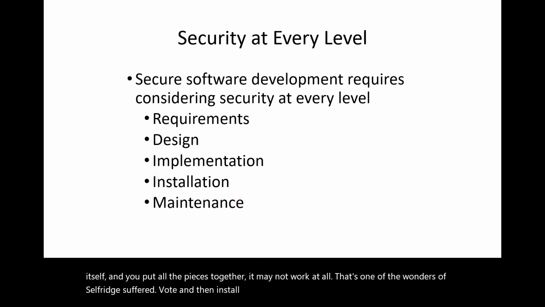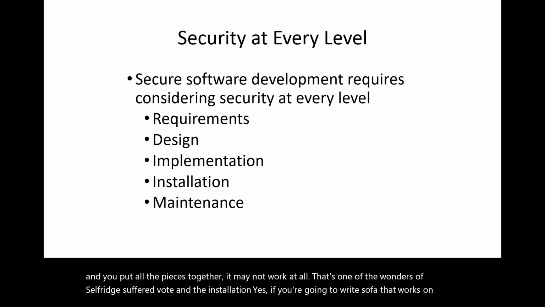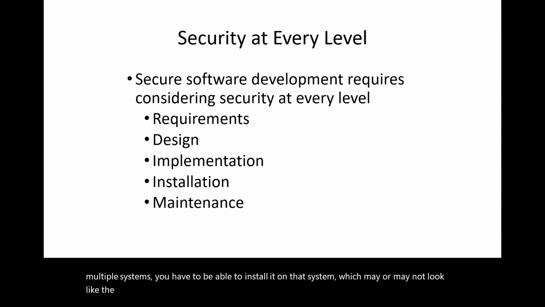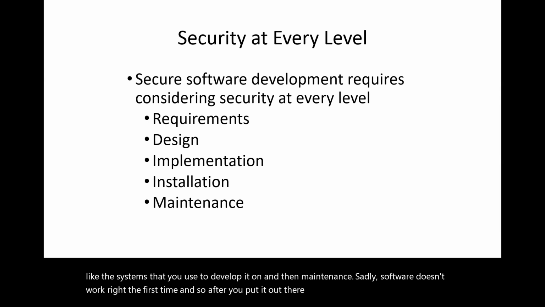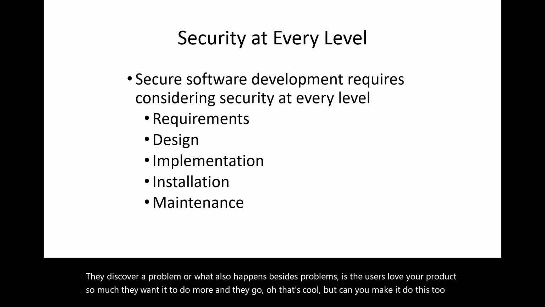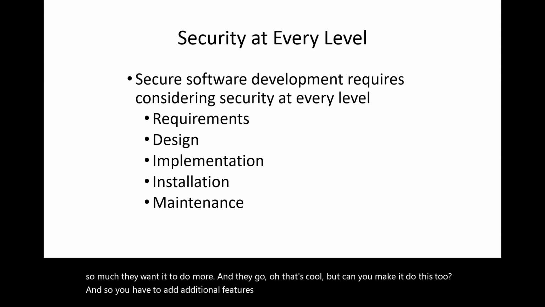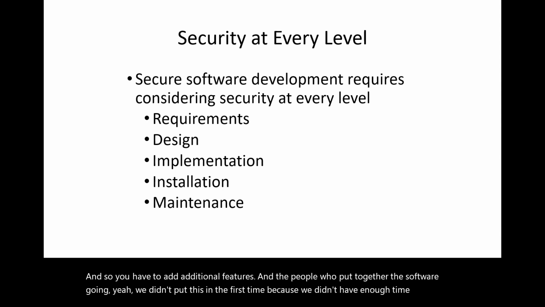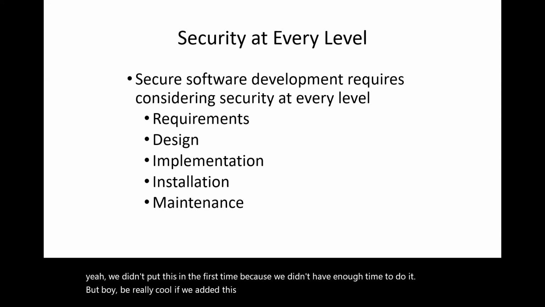And then installation. If you're going to write software that works on multiple systems, you have to be able to install it on that system, which may or may not look like the systems that you use to develop it on. And then maintenance. Sadly, software doesn't work right the first time. After you put it out there, the users may discover a problem. Or, besides problems, the users love your product so much, they want it to do more. They say, oh, that's cool, but can you make it do this too? And so you have to add additional features. The people who put together the software say, yeah, we didn't put this in the first time because we didn't have enough time to do it. But boy, it'd be really cool if we added this. So maintenance is out there.